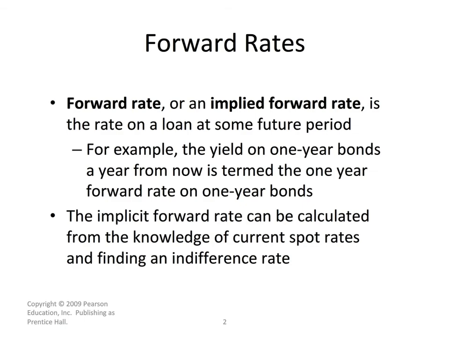Forward rates give us the interest rates in some future time period. For example, we could look at the forward rate of a bond beginning in period 2 through period 3. They are implied from spot rates, and they're an expectation of what interest rates will look like in some future time period.